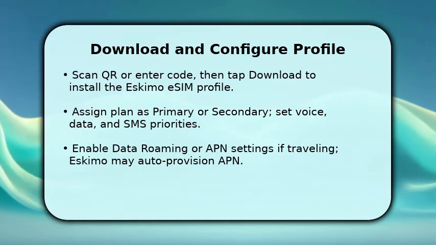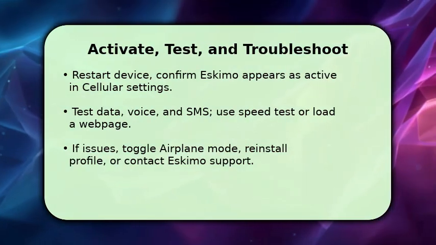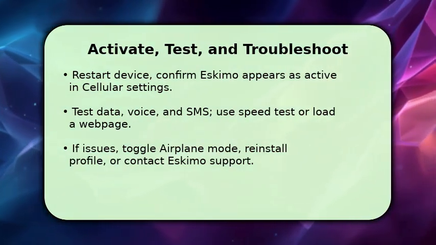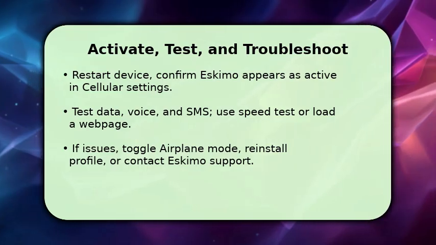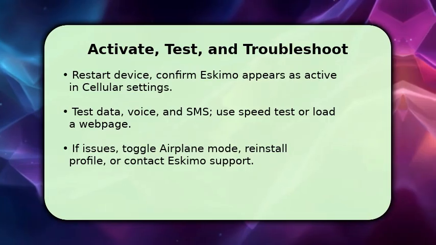Finally, pause. Once the profile shows active, restart your device to finalize network registration and make sure the Eskimo plan appears under cellular plans. Then test. Open a web page, send an SMS, and try a short call or a speed test to confirm data.